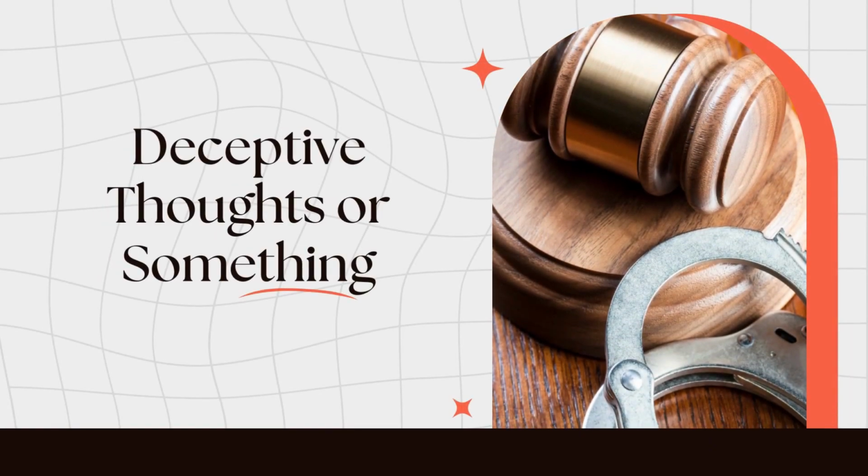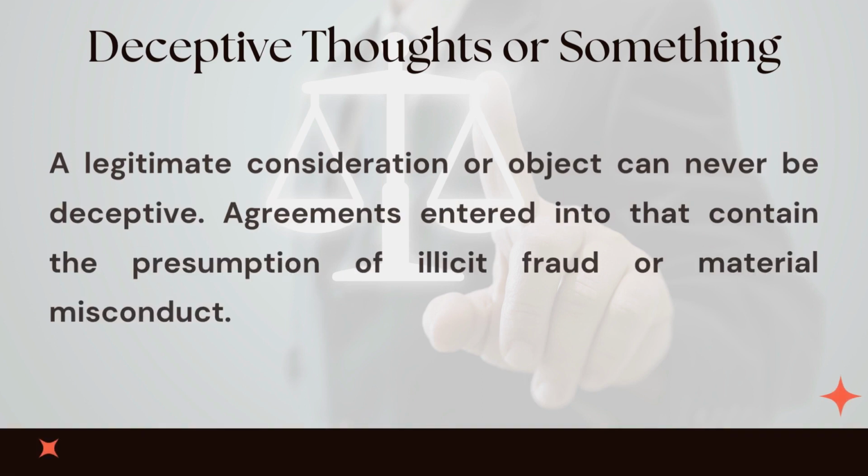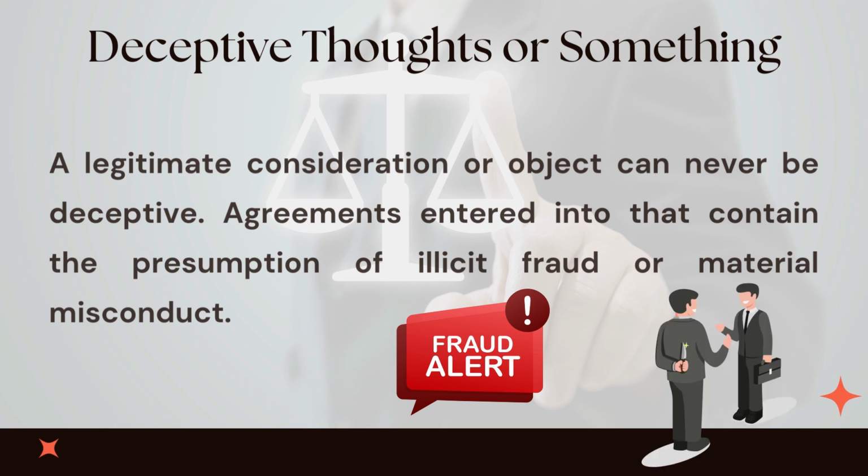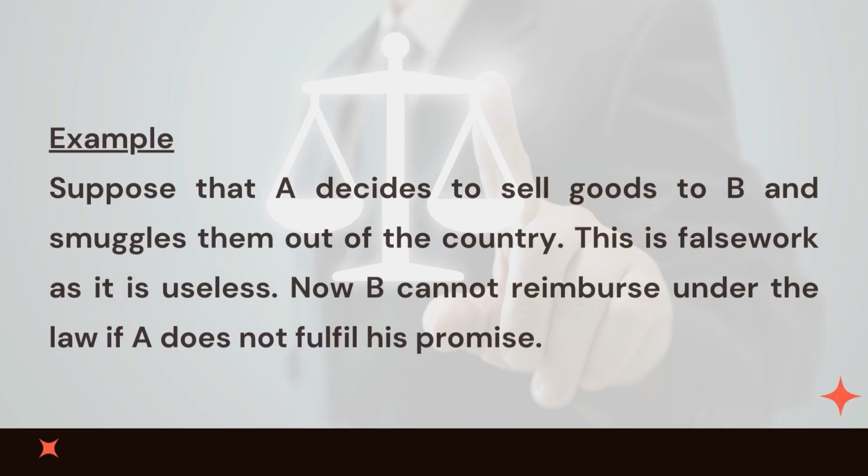Deceptive thoughts. A legitimate consideration or object can never be deceptive, but any agreement entered into with a presumption of illicit fraud or material misconduct is part and parcel of deceptive thoughts. Where you have an intention to cheat someone, to deceive someone, or to conceal the contract, all this falls under deceptive thoughts. Let's take an example.